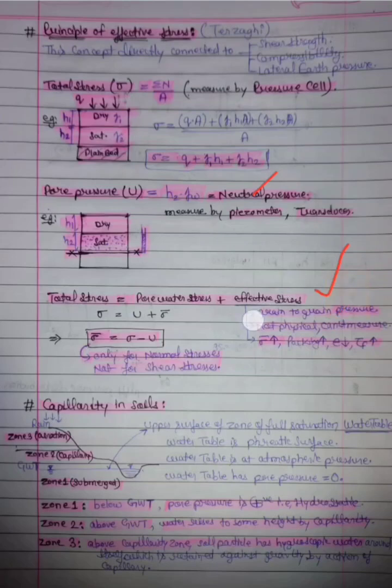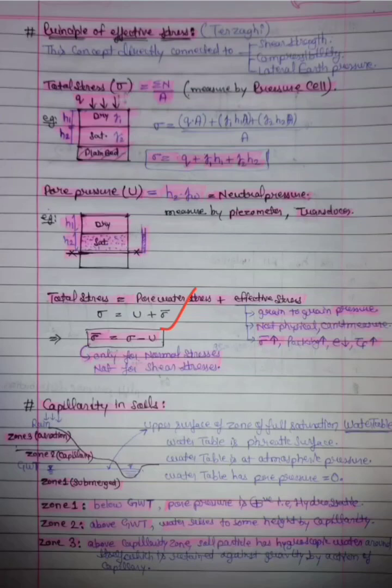Also, if effective stress increases, then packing will increase, the void ratio will decrease, and the shear strength of soil will increase. So we can't find the effective stress directly by measuring with some device. So we use this relationship between the total stress, pore pressure, and the effective stress to find the effective stress. Now this equation is only for normal stresses.